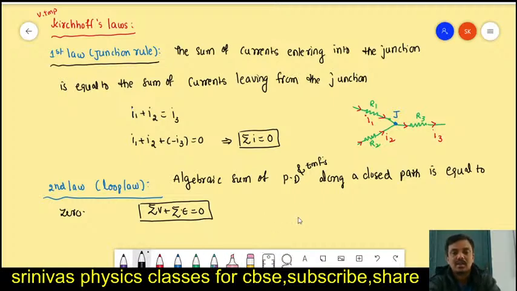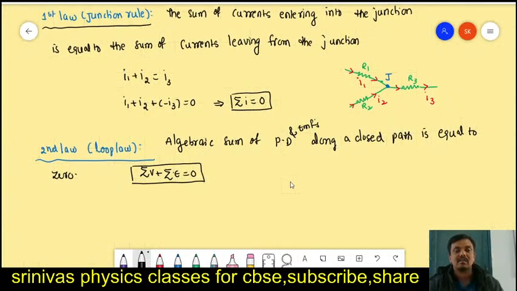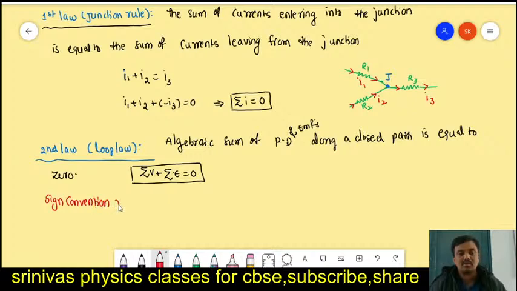Now let us go for the clear description of the second law. To apply the second law, there are some sign convention rules that you should follow, which are very important. What are the sign convention rules? Some rules are there to apply the second law for the loop. For example, this is a resistor.